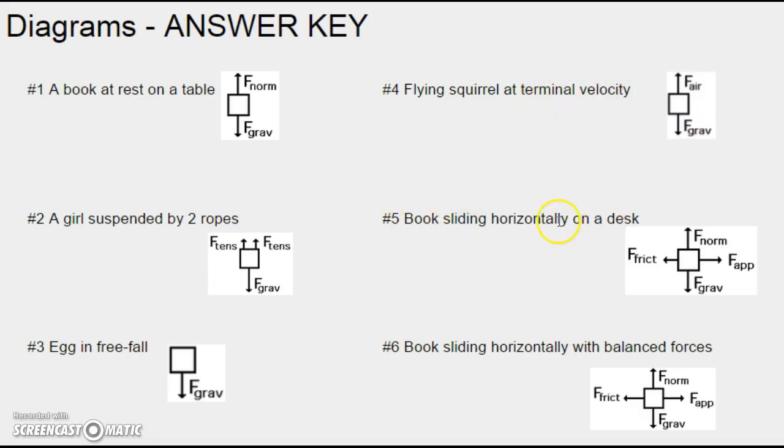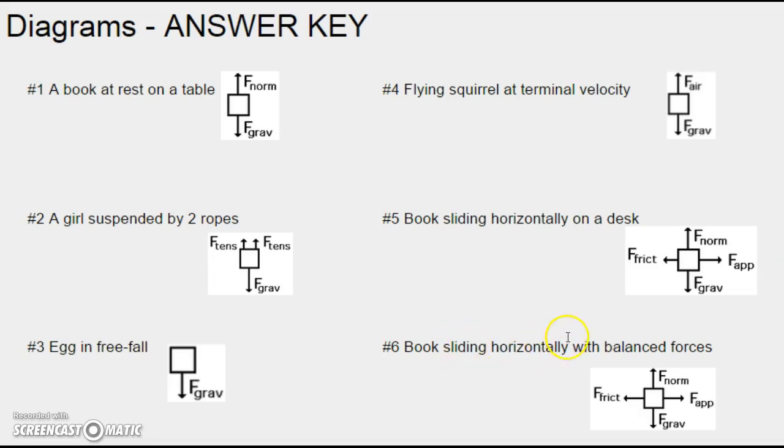Number 5, a book sliding horizontally on a desk. Remember, my y components, my vertical forces, are balanced. I have F of g balanced with F of n upwards. But my applied force is to the right. My applied force is greater than the force of friction. So there is a net force, so I am accelerating this book to the right, or in the direction of the net force. Notice my applied force is greater than my frictional force. So it must be accelerating in this direction.